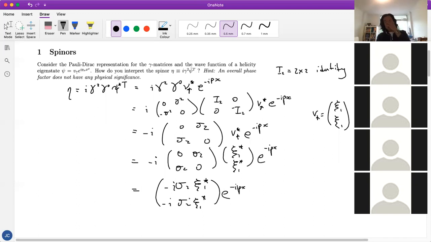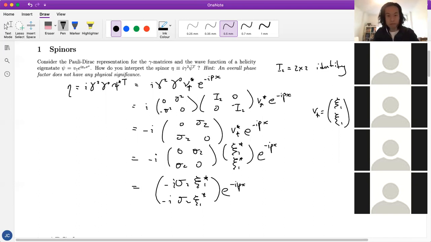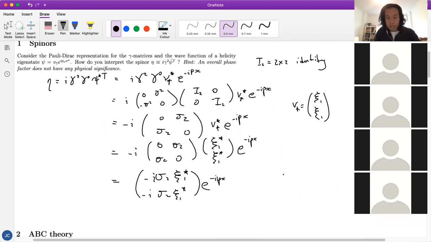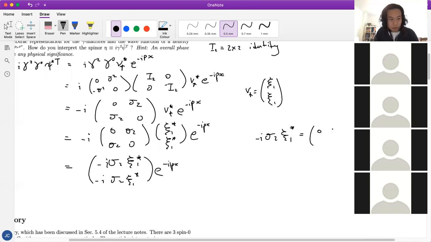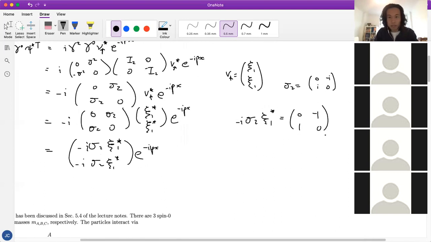Since the two components are the same, I'm just going to work on one of them and show you what happens. Using the definition of sigma 2 with the Pauli matrices, you can see that minus i sigma 2 is 0, minus 1, 1, 0. I think sigma 2 is 0, minus i, i, 0. So the minus i, when you multiply it in, just gets rid of it, making it 1 instead of i.